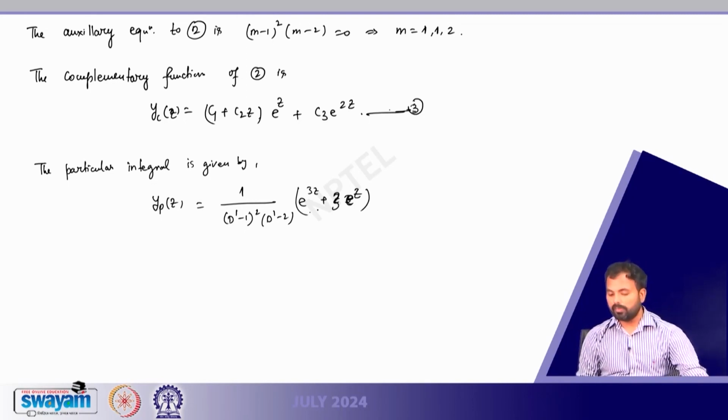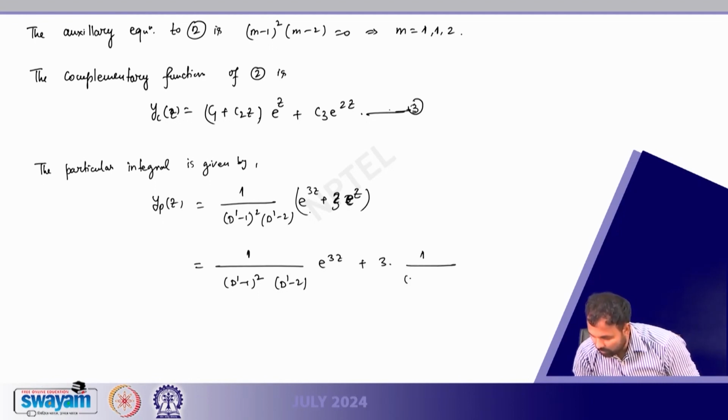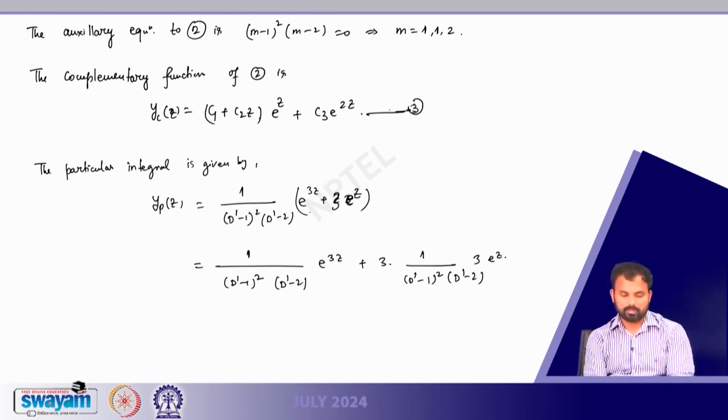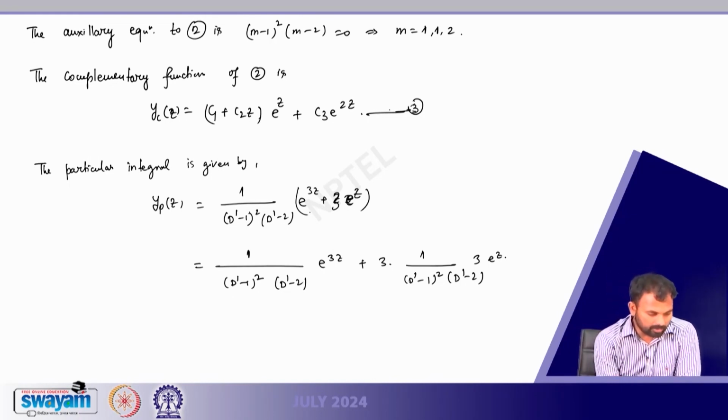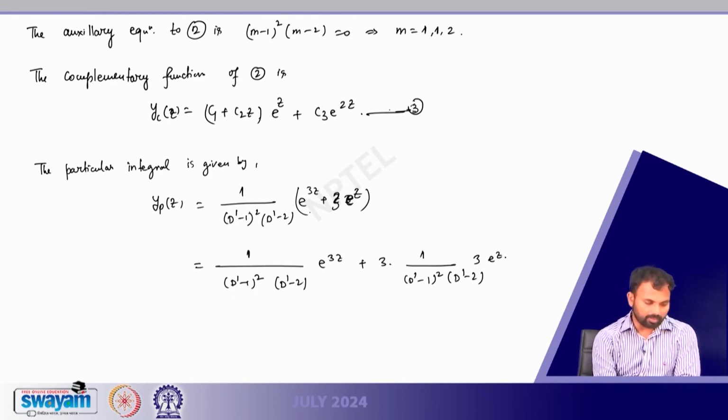So at least we have this part. Now we will again do this distributive thing. We will have 1 by D dash minus 1 whole square D dash minus 2 e to the power 3z, plus 3 times 1 by D dash minus 1 whole square D dash minus 2 e to the power z. So now we will substitute D dash equals a.